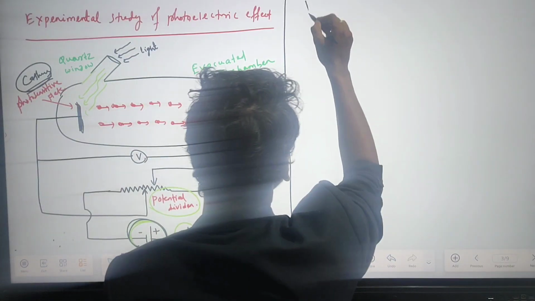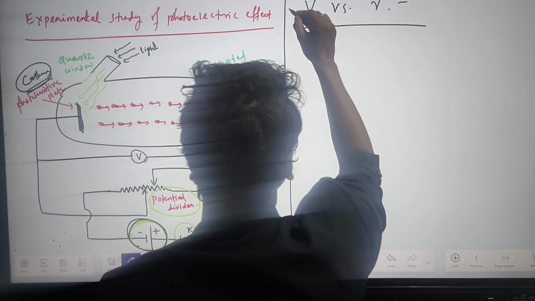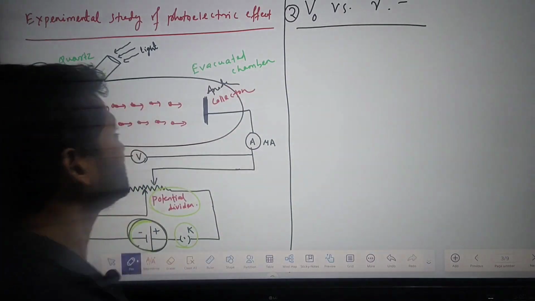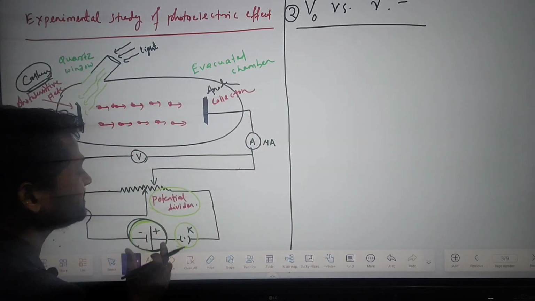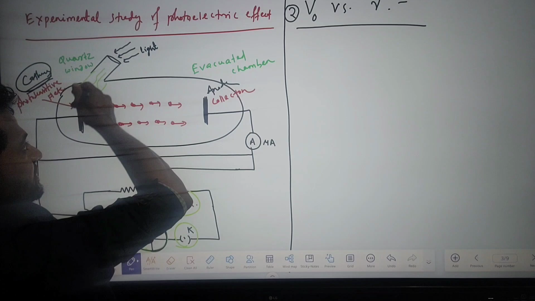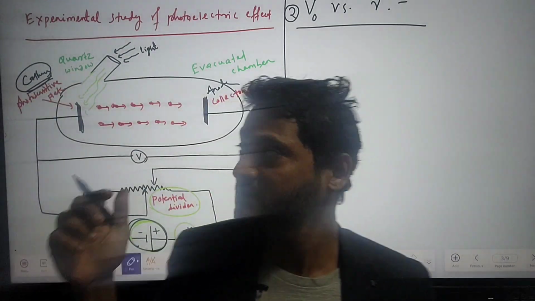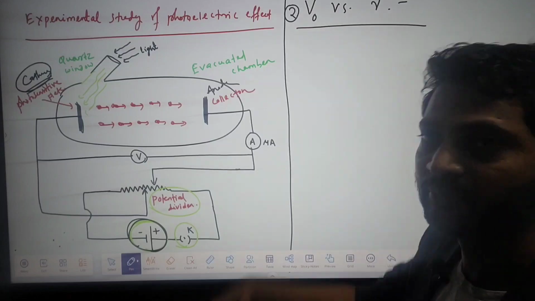Now, what is the variation of stopping potential with respect to frequency of incident radiation? That is graph number 2. From the experiment, what will we find? What is stopping potential? It is a negative anode potential. Now if we change the frequency of incident radiation, what is the variation of stopping potential?